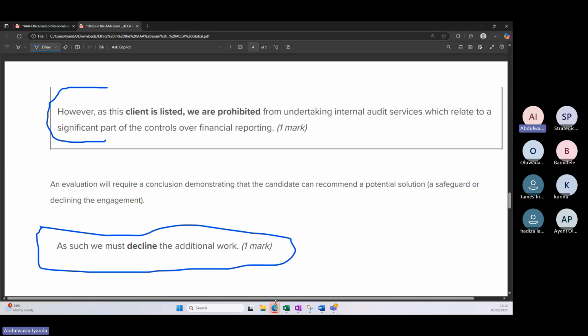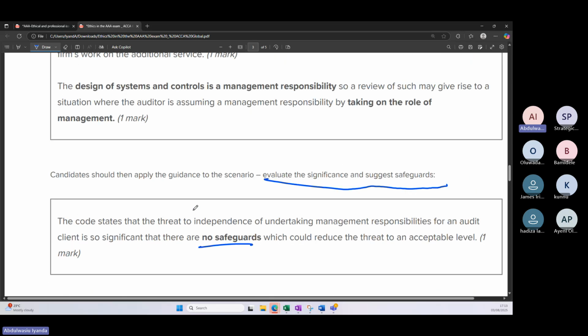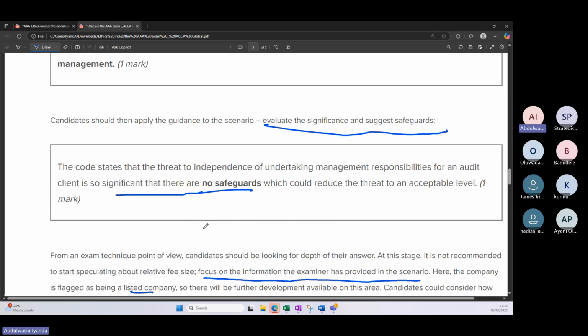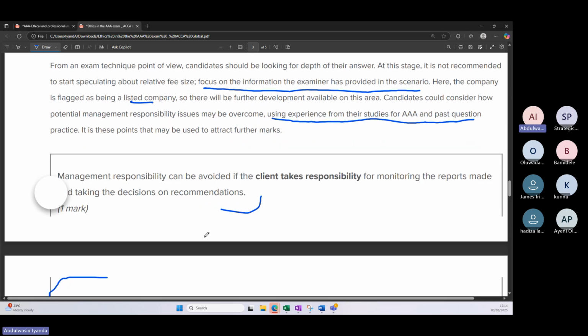The examiner, you still go further by saying that this thing in management responsibility can be avoided if the client takes responsibility. You can see now the examiner made mention earlier that the code states that the threat to independence of taking management responsibility for an audit client is so significant that there's no safeguard which could reduce the threat to an acceptable level. You can see in the examiner's report that it cannot be avoided earlier. You still go further by saying that the management responsibility can be avoided if they take responsibility for monitoring it. Meaning that you are not saying that you're going to do it too, but it can be avoided if you take responsibility for it.